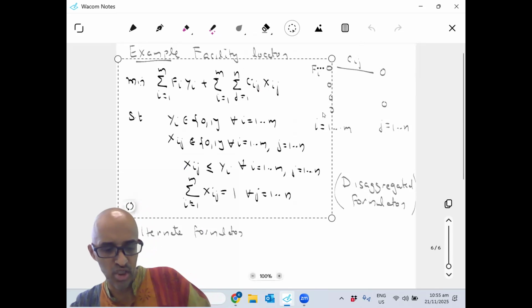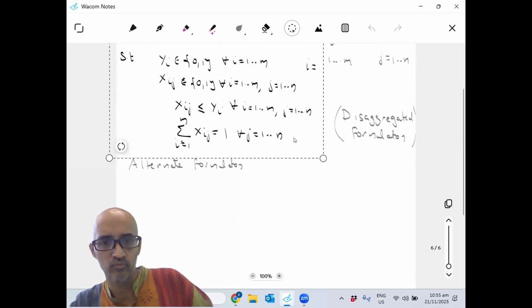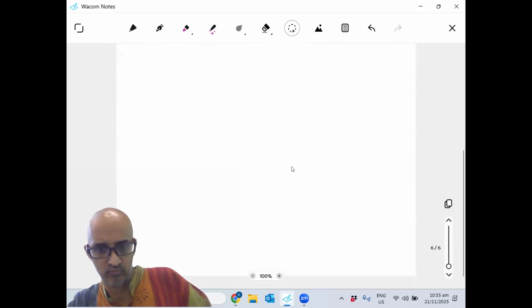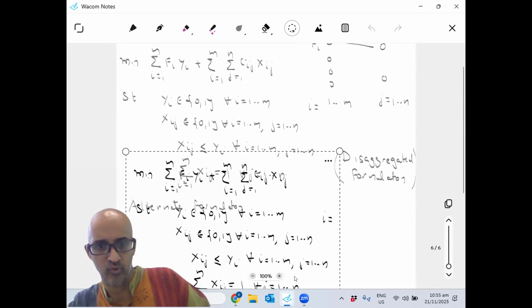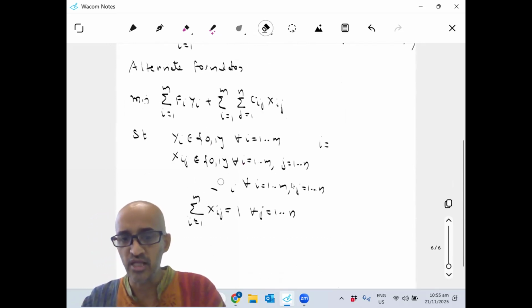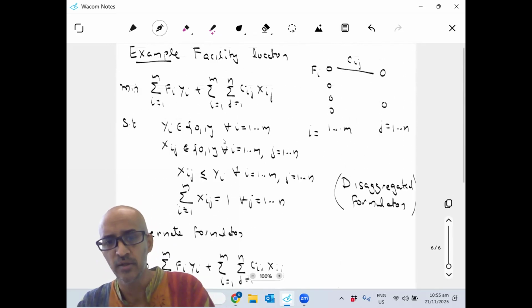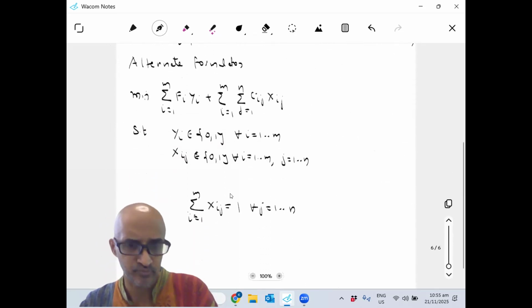I want to keep both the formulations because we're going to compare the two formulations. Okay. So what am I going to do? I'm going to take this formulation and simply write it in a slightly different way. Okay. And here's the way I'm going to write it. I'm going to sum this up.